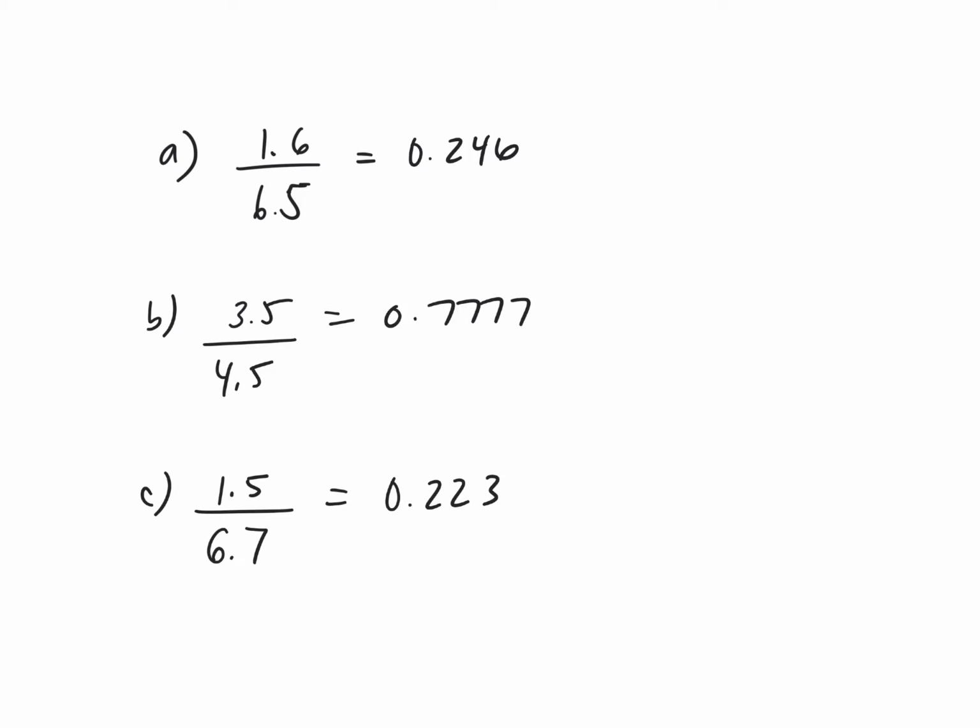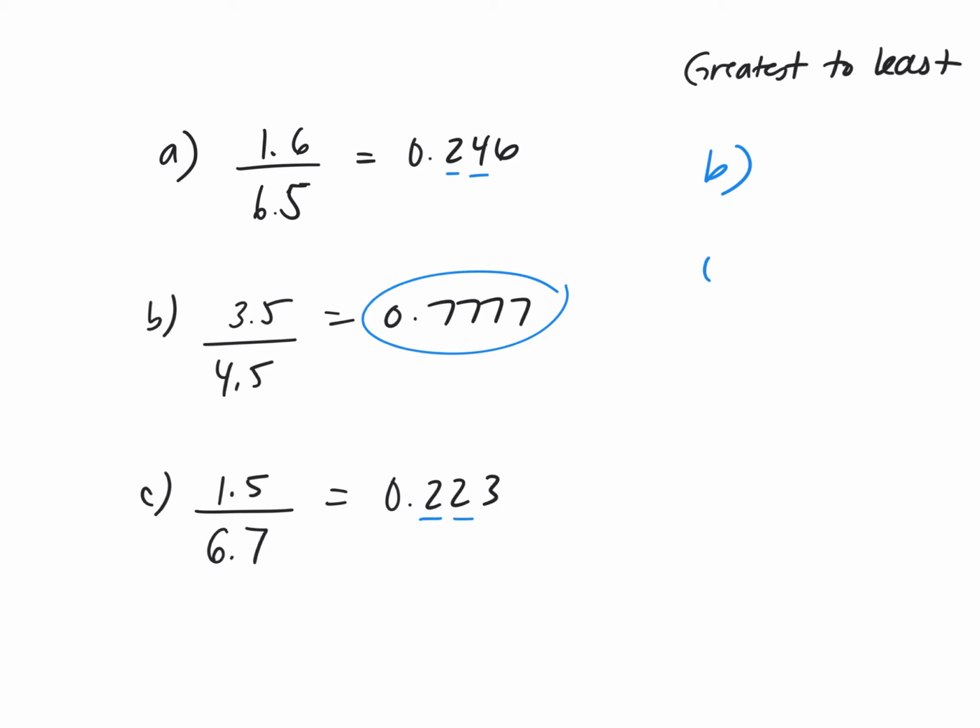I want you to tell me which rate of change was the greatest. We're going to order them from greatest to least. Which number is the largest? Yes. B. Then what? 0.246 or 0.226? 2 is smaller than 4. Sorry, we're going from greatest. You're right. A. And then C. So this was the greatest. And this was the smallest.